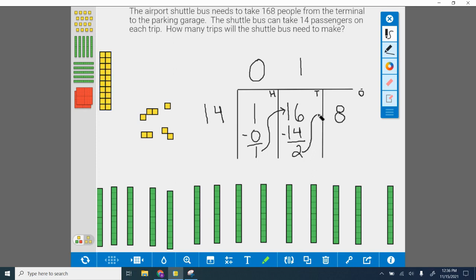I regrouped two tens, and now how many ones do we have? Well, these were two tens, and so now I have 20 ones plus the 8 original ones that I started with. So I have 28 ones. Now, with 28 ones, can I place ones equally into 14 different groups? Yeah, so let's see what we can do.